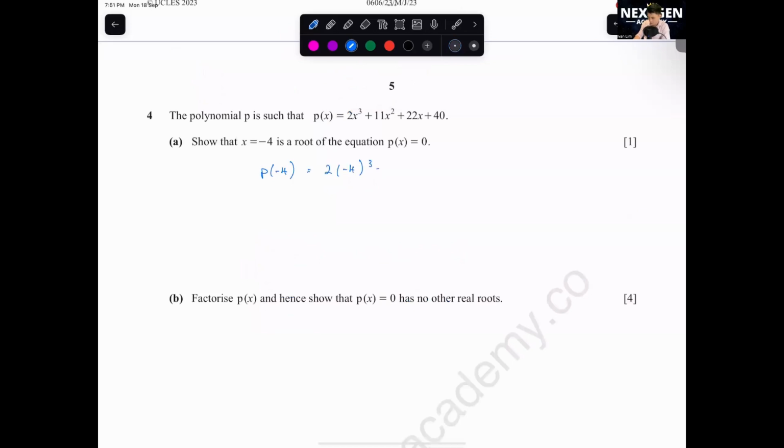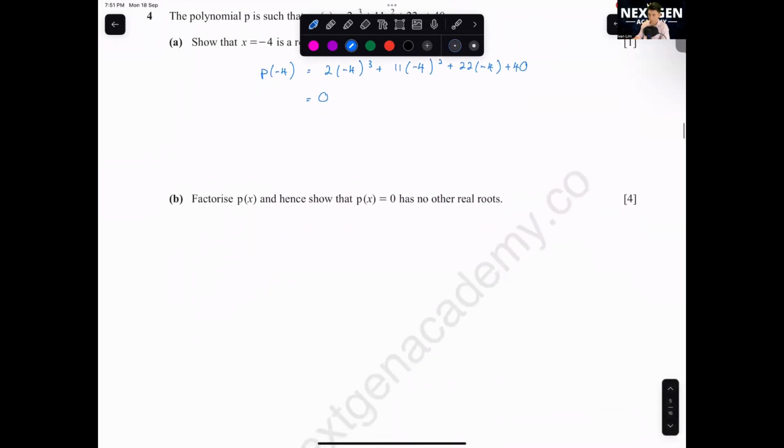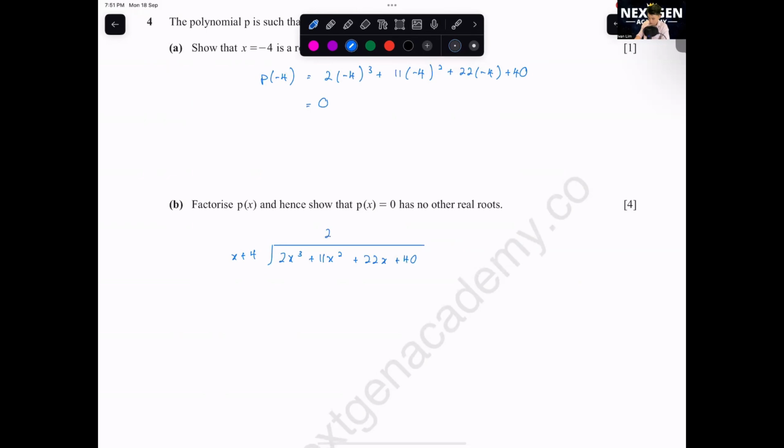So 2(negative 4) cubed plus 11(negative 4) squared plus 22(negative 4) plus 40. You just need to prove that it equals 0. Question B, factorize p(x) and show that p(x) has no other real roots. So we want to factorize it, we do long division. So 2x cubed plus 11x squared plus 22x plus 40 over x plus 4, because x is equal to negative 4, right? So we use x plus 4.